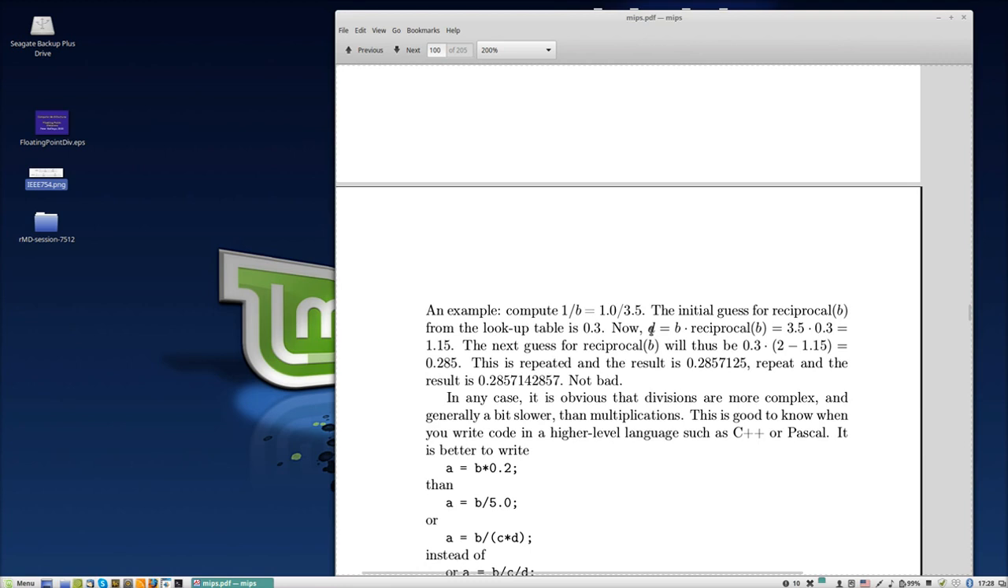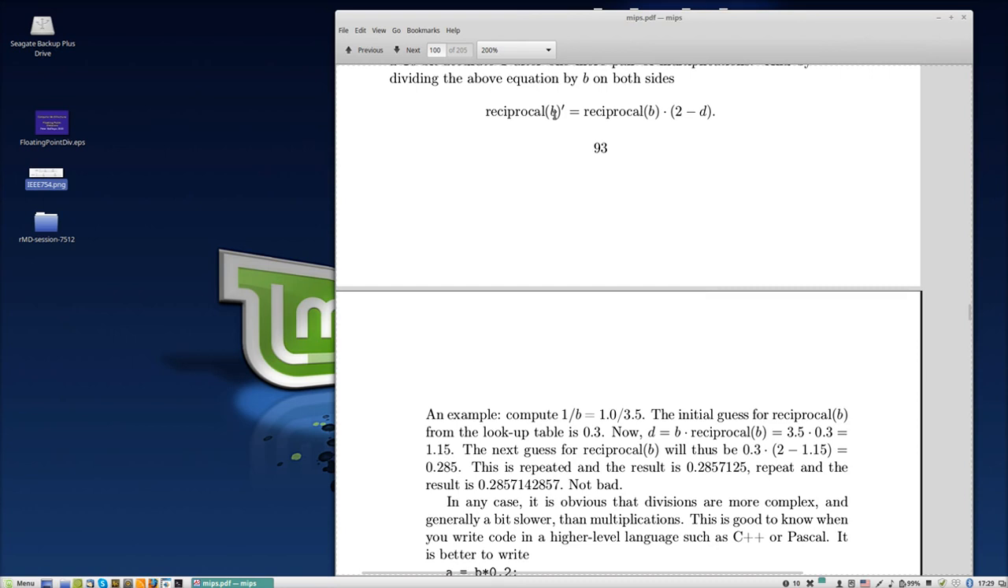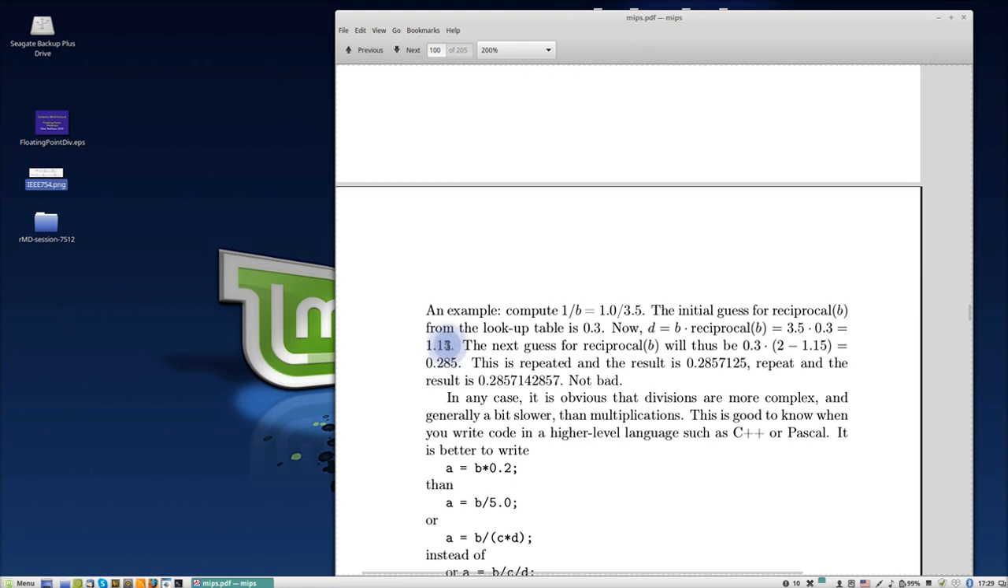So that means that the denominator is 3.5. This is our b that we want to calculate, remember? And then the reciprocal of b comes from this lookup table, that's 0.3. And we now have a denominator that is 1.15. Oh, that's quite nice. That is already 15% accurate. But let's now do an iteration. As we did here, the new reciprocal of b is the old reciprocal of b times 2 minus d. d is 1.15. The old reciprocal was 0.3, so we do 0.3 times 2 minus 1.15, and that is 0.285.